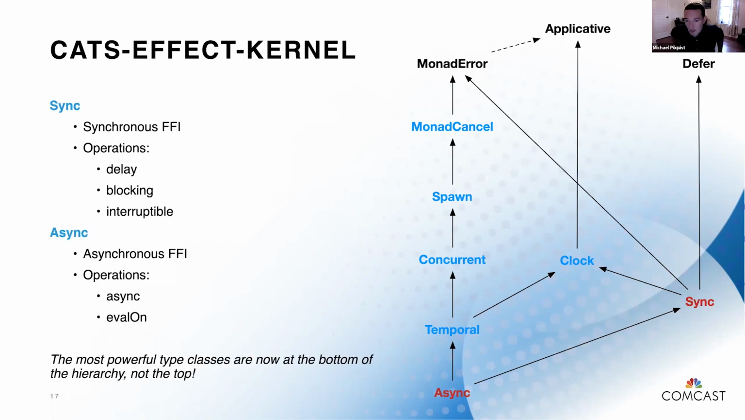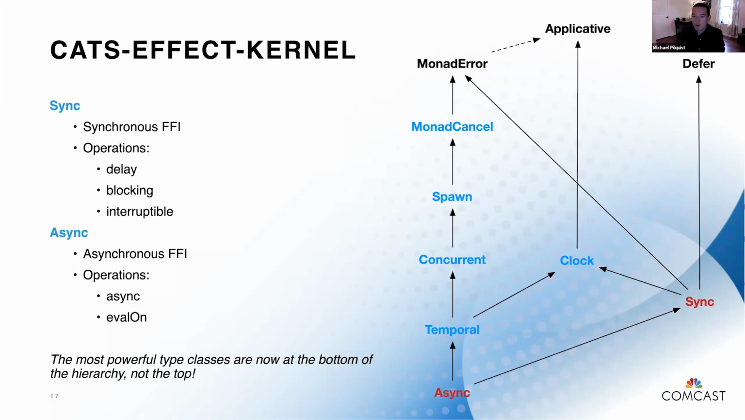And then finally, we have our type classes Async and Sync. And so notably, Async and Sync are all the way at the bottom. Async and Sync provide the foreign function interface, provide us the mechanism to switch from the impure world to the pure world, right? We can take some non-referentially transparent expression and make it a referentially transparent value through the constructors provided by these two type classes. And in that way, they are the most powerful type classes in the library. And this was the most legitimate criticism of Cats Effect 2, is that the Sync and Async type classes were actually at the top of our hierarchy, not at the bottom.